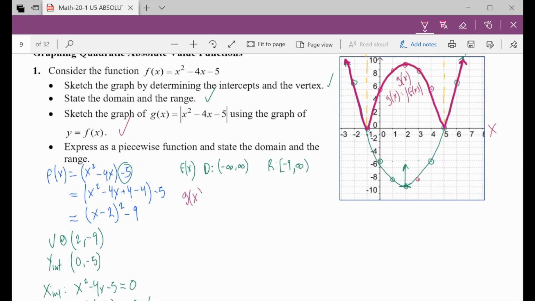For g of x, the domain is going to remain unchanged. Here's something you can file in the back of the recesses of your gray matter: when you do absolute value, the domains of functions don't change. So the domain is going to remain from -infinity to +infinity. That's easy. Now, the range, however, is going to be different.